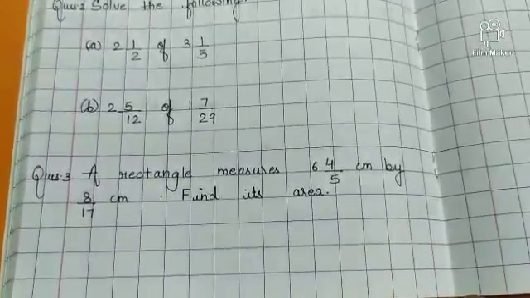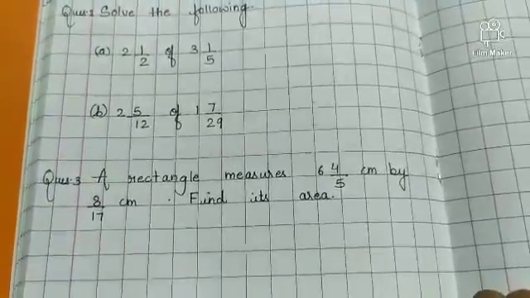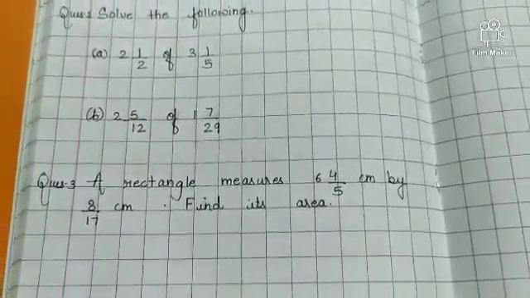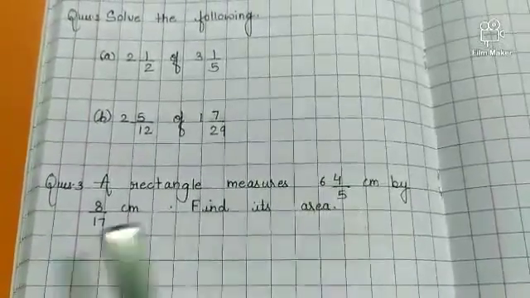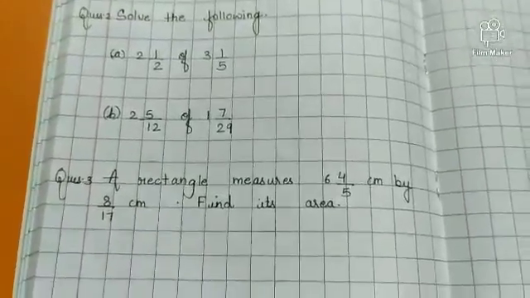What is the area of a rectangle? Tell me. Area of rectangle is length into breadth. So then you will multiply both the numbers. Okay. Note down this question.